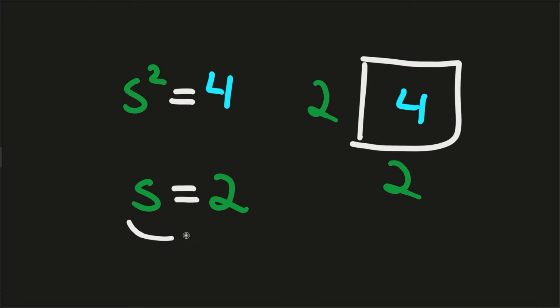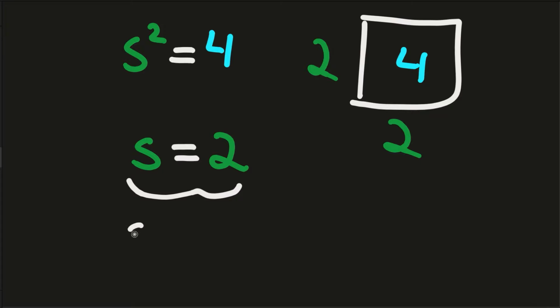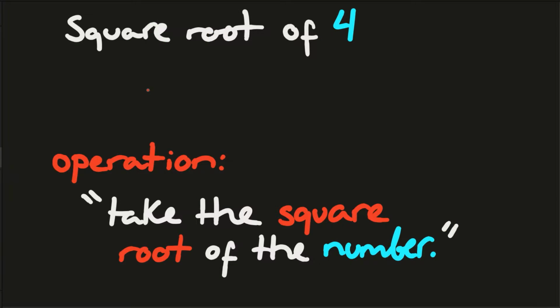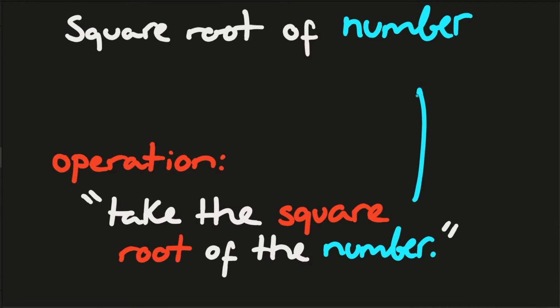We can say that the number 2 is the square root of a square with an area of 4. So what if we could take the square root of any number? So, square root of a number. We want an operation or a symbol that means take the square root of the number.